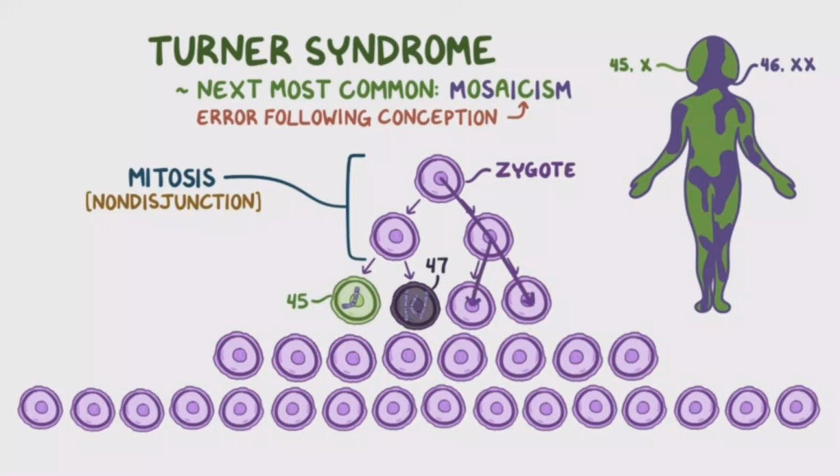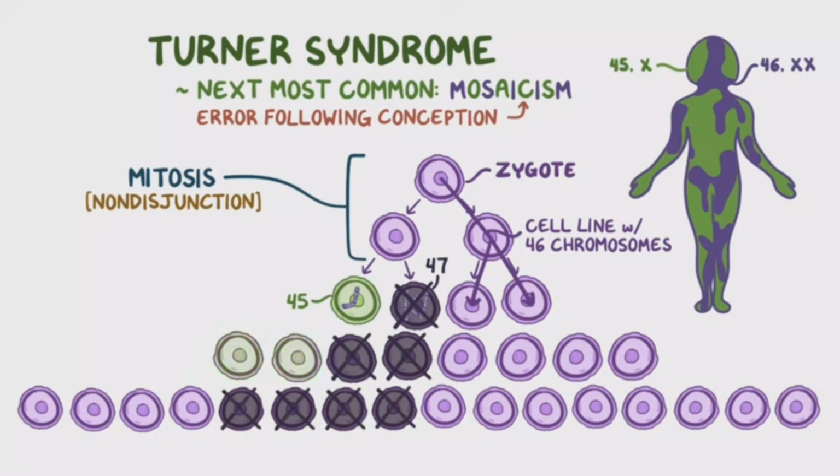But if the prior divisions progress normally, there's also 1 cell line with 46 chromosomes that contributes cells to the developing fetus. Now, the cell line with 47 chromosomes rarely survives, but the one with 45 does, and continues to replicate and produce more cells with only 1 X chromosome, along with a 46 XX cell line, leading to a mix of 45X and 46XX cells in the body.